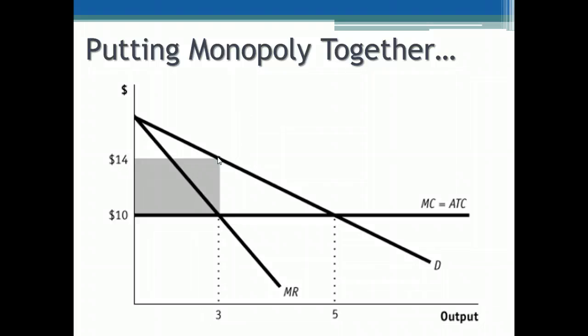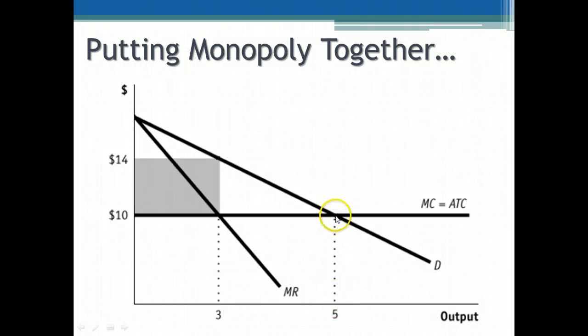If this were a perfectly competitive firm, then the marginal revenue curve would not exist here. The marginal revenue would be the same as demand, because in perfect competition, the demand curve is equal to price, which is equal to marginal revenue. So we would treat this demand curve as a marginal revenue curve, and we would produce where it crosses the marginal cost curve. So if we were in perfect competition, we would be producing 5 units.